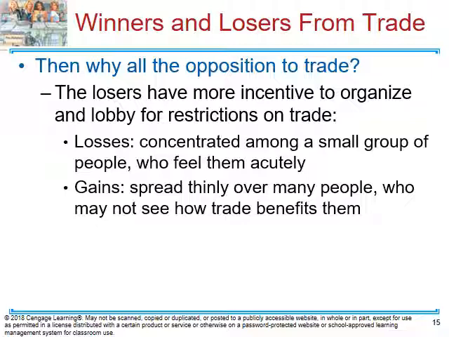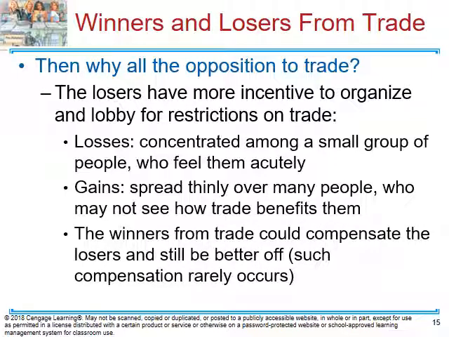But the gain from international trade is spread over many people, and for them it's really difficult to get organized and lobby for their own benefits. If there was a way to compensate the losers of international trade, that would basically solve the problem, but this process is not easy. It's very difficult to compensate the losers of international trade.